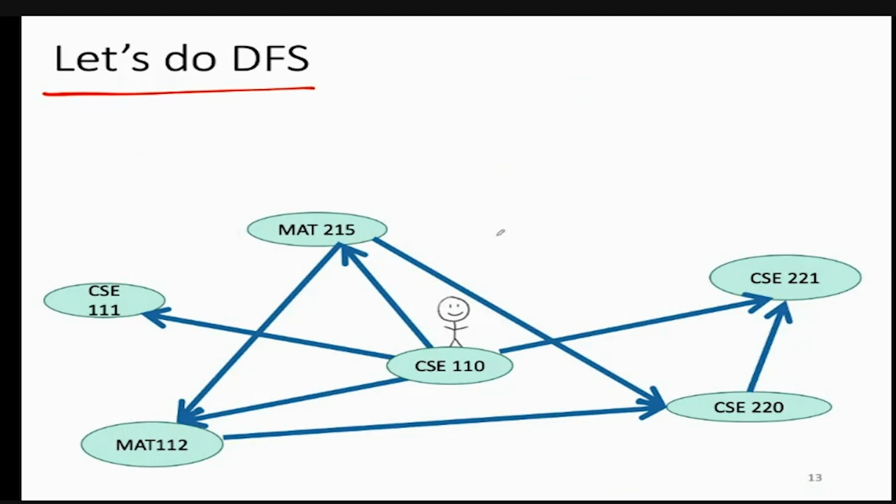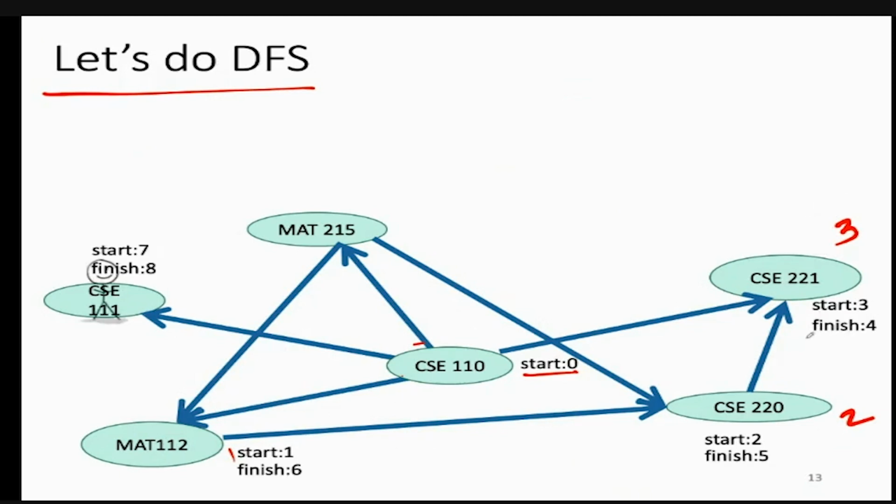If you have followed the lecture on DFS, we start here. The starting time for this is 0. We are just starting. Then we can go from here to Math 1 or 2. The starting time of this is 1. Then we can go from here, and the starting time for this vertex is 2. Then from here we can go to here. The starting time of this vertex is 3. Then we cannot go anywhere from here, so we have to end here. The finish time is 4.